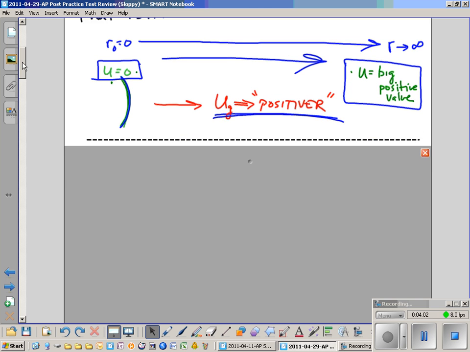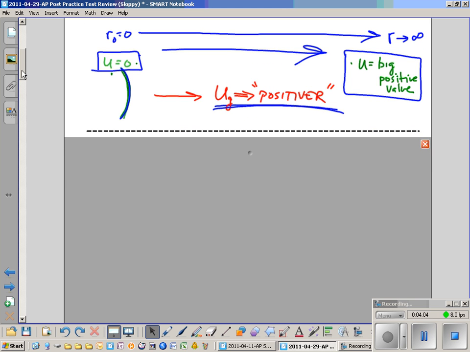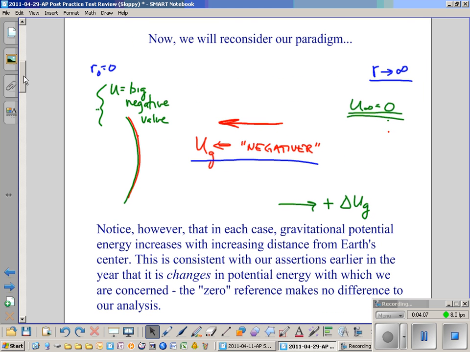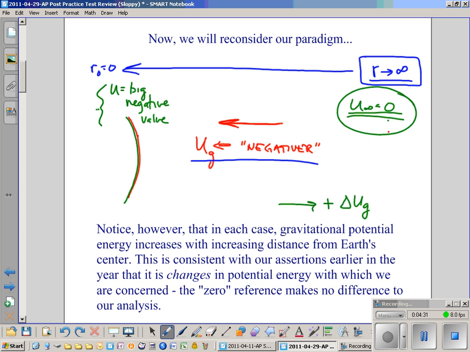Now, instead of thinking of it that way, we're going to think about it in a new way. Out here, we're going to say that gravitational potential energy is zero, out where r is infinite, or approaching infinity for those of you that are math conscious. So now, instead of going outward, we're going to come inward from where we have zero gravitational potential energy, and we move that way so that over here we have gravitational potential energy that is a big negative value.